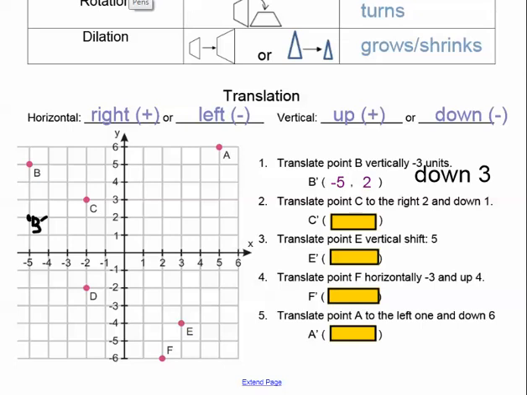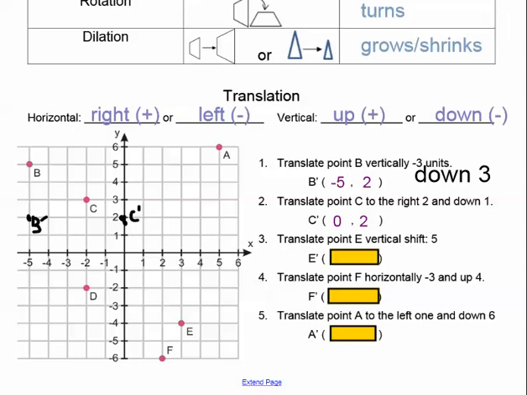Next. They want us to translate C. So translate C to the right 2 and down 1. So we find C. We're going to go to the right 2 and then down 1. So it would land right here. And we're going to call it C prime. Okay, and now where is C prime? Well, we don't move right or left, so our x is 0. And then our y, we went up 2, so +2 for y. Okay, that would be C prime.